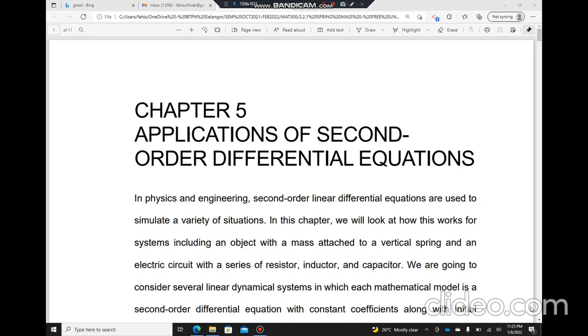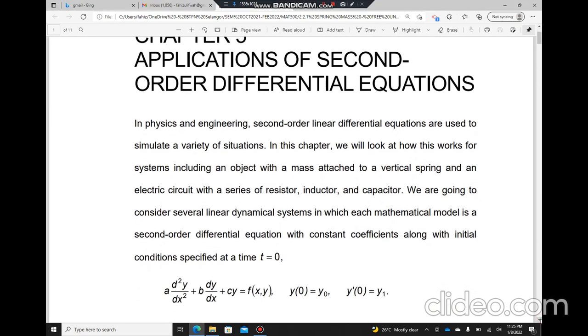Okay, so let us discuss an introduction first. In physics and engineering, second order linear differential equations are used to simulate a variety of situations. In this chapter, we will look at how this works for systems including an object with a mass attached to a vertical spring and an electric circuit with a series of resistor, inductor and capacitor. We are going to consider several linear dynamical systems in which each mathematical model is a second order differential equation with constant coefficient along with initial conditions specified at time t equals 0.